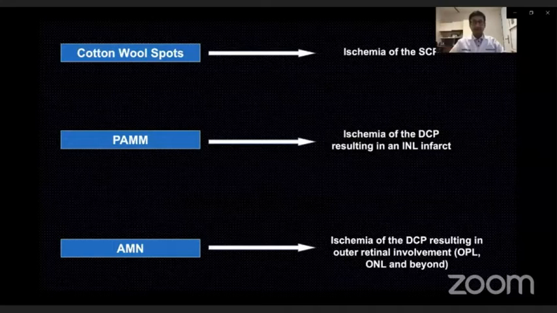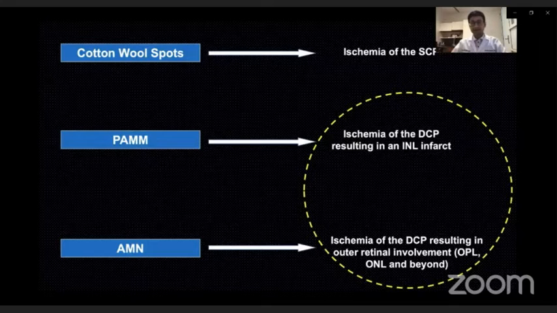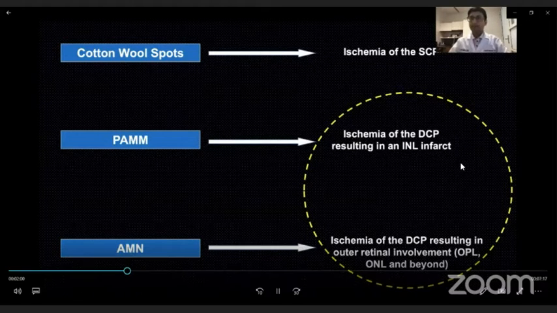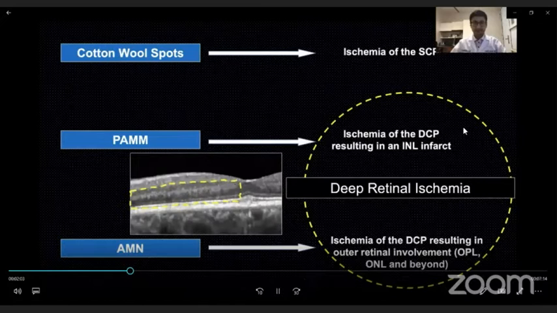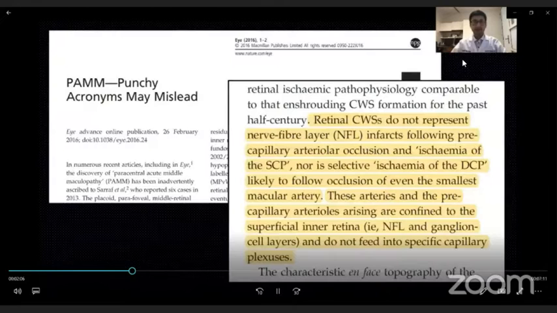With this, we realize that cotton wool spots are essentially ischemia of the superficial capillary plexus. PAM is ischemia of the deep capillary plexus, resulting in an inner nuclear layer infarct. And acute macular neuroretinopathy, or AMN, is ischemia of the DCP, which results in a very different outer retinal involvement compared to PAM, because it involves the outer plexiform layer, outer nuclear layer, and beyond. So both of these entities are essentially ischemia of deep capillary plexus, but remember, they have different manifestations. This is essentially deep retinal ischemia.